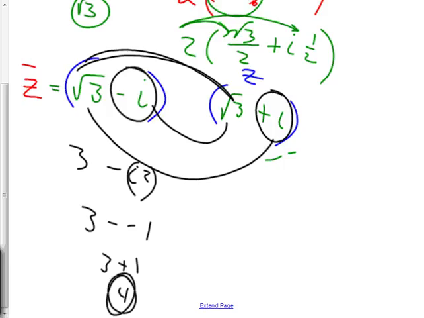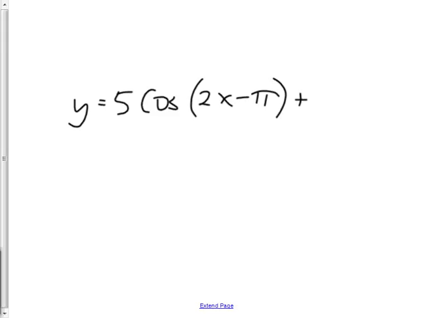I have one more that I want to talk about. Let's say I had this big, scary looking thing. You are the master of these now. They are not your master. That would be a big wave. What's its amplitude? The amplitude is just 5.